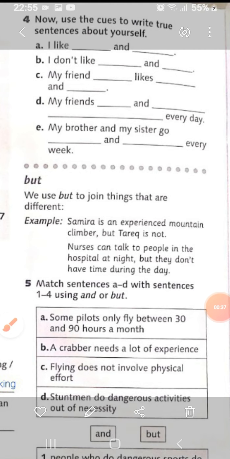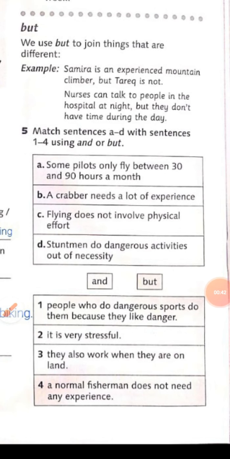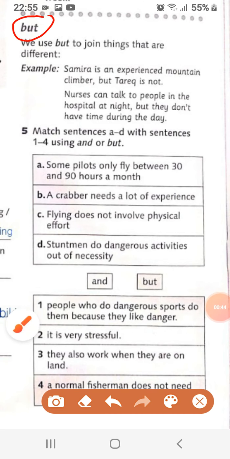هلأ عندي another linking word اللي هي but واللي معناها لكن. We use but to join things that are different. إحنا بنستخدم but حتى نربط بين الأشياء المختلفة. For example سميرة is an experienced mountain climber but طارق is not. سميرة خبيرة تسلق جبال ولكن طارق لا.